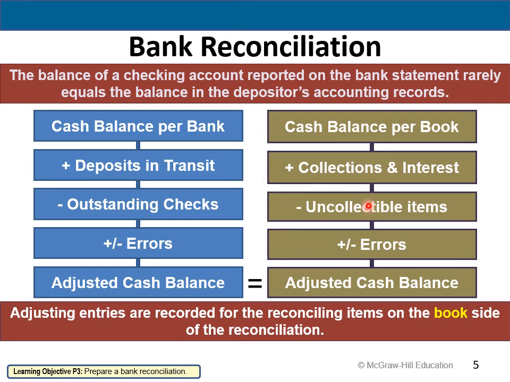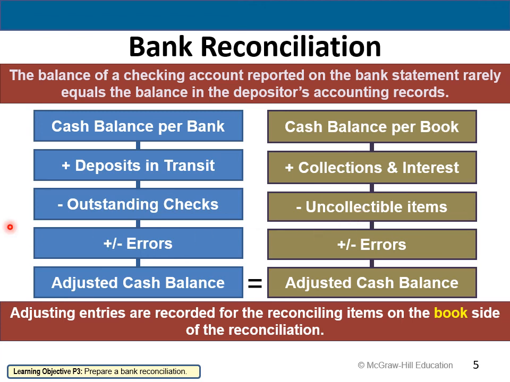Uncollectible items. These are bounced checks. So when a customer writes a check that doesn't clear, well, you've already recorded it in the balance per books, or the book statement balance, because that's what internal controls dictates, that you increase the cash balance when you deposit a check. Well, some bounce, and you have to back that back out.